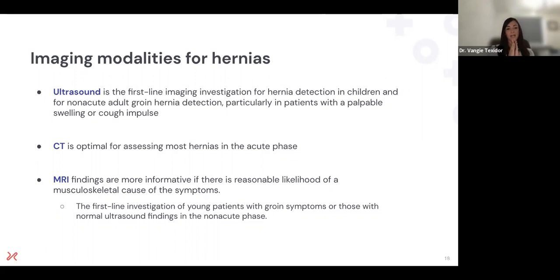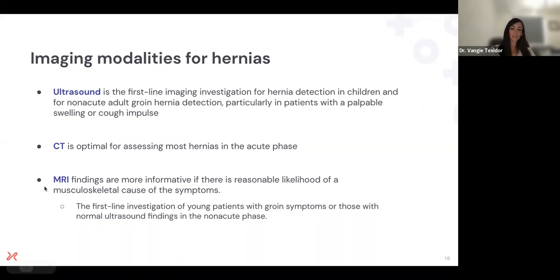CT scan, I prefer if I ever have any doubt with very tiny ones that I cannot feel anything and they claim they have pain, or in obese patients where I cannot feel anything. Then I might order a CT scan without contrast. I only want to see the abdominal wall. I don't really need to see the small bowel or the colon. So no contrast is necessary, in my opinion. And here I can look at the images and see the defect myself and decide what kind of mesh I need, depending on the size. I can measure it there.